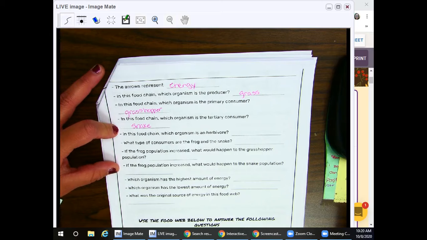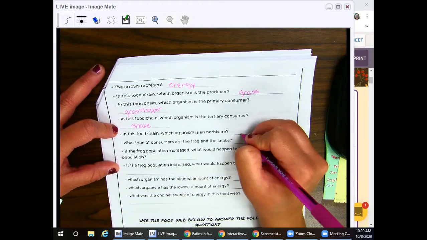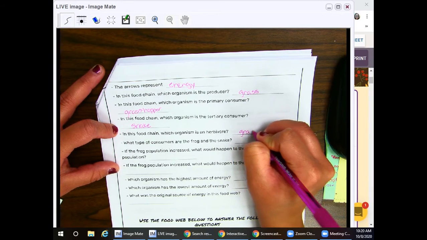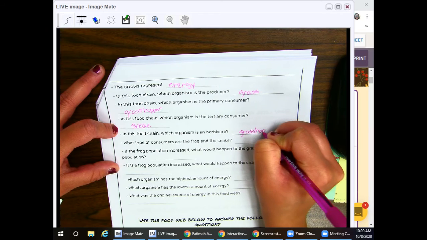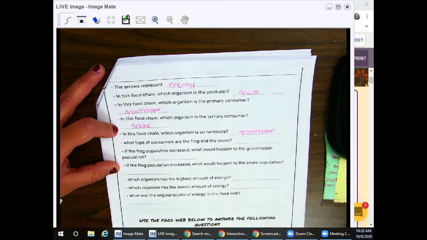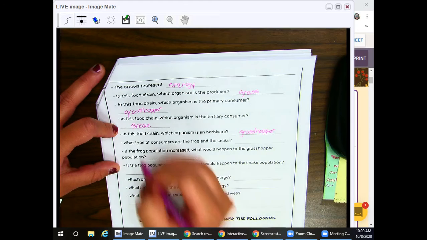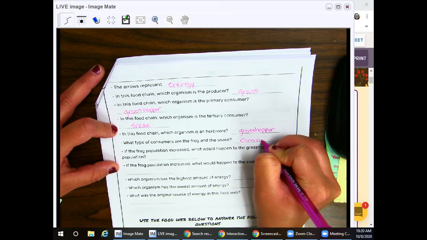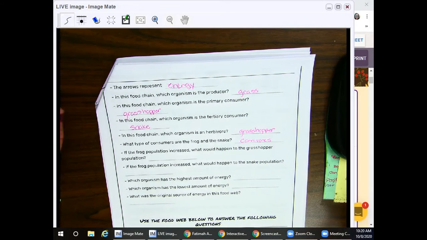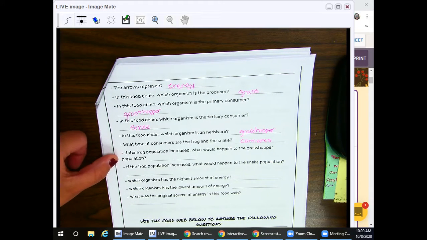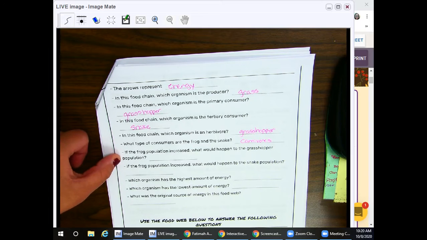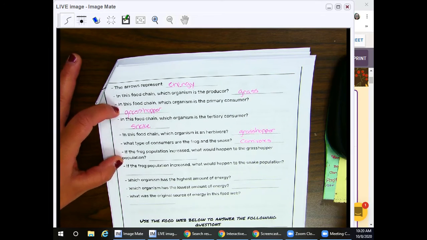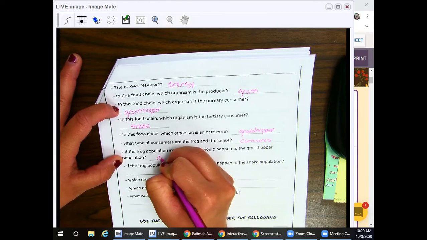Which organism is an herbivore that eats the grass? That's the grasshopper. What type of consumers are the frogs and the snake? They are carnivores because they eat other organisms. If the frog population increased, what would happen to the grasshopper population? Since the frogs eat the grasshoppers, they would start to decrease.